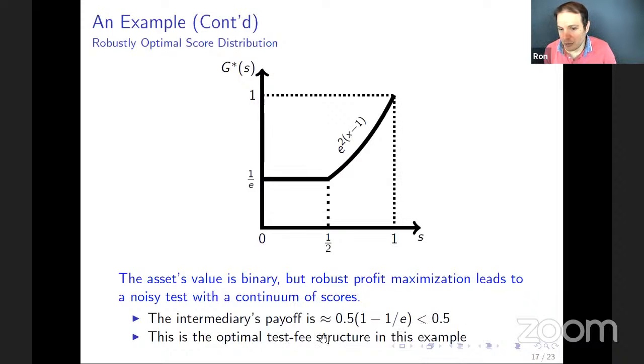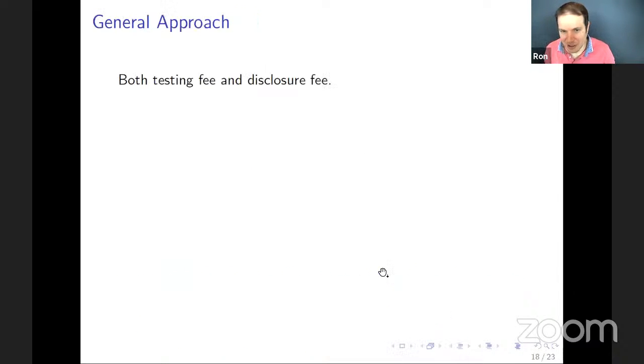Turns out that this is the optimal test fee structure in this example. And we also prove that this is the upper bound of what the intermediary could achieve. There's a formula, which I'll show you in a minute. Let's see how we're in time. I'll have just a few minutes. That shows that this is really the highest that you could get in any example, in some sense. Okay, so now I gave you the main intuition. This is kind of what we get.